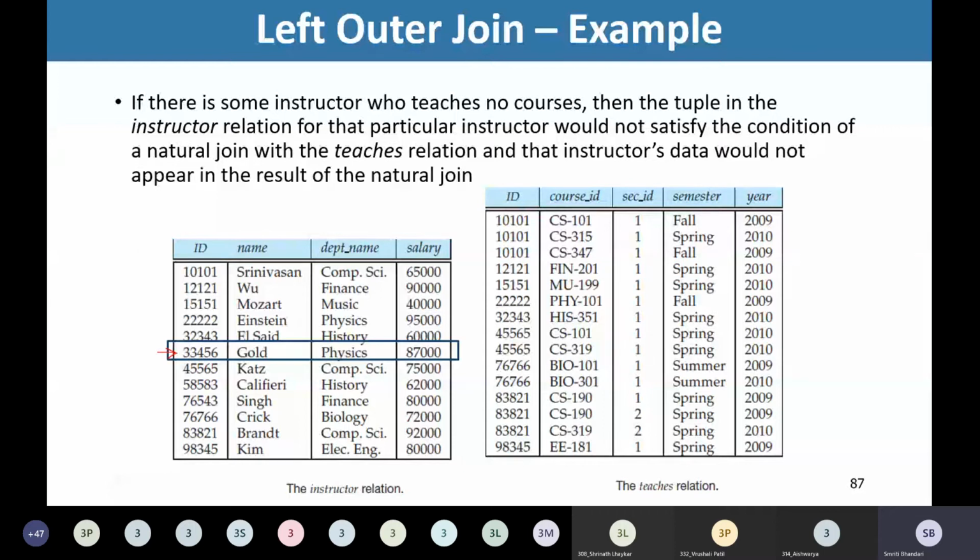Is there any other instructor other than 33456 who is not teaching any course? Yes, here we have ID 58583. Is this ID available in this relation? No. Meaning this instructor is also not teaching any course. Am I correct? Is there any other record available in the instructor relation which is not there in teaches, or any instructor who is not teaching any course?